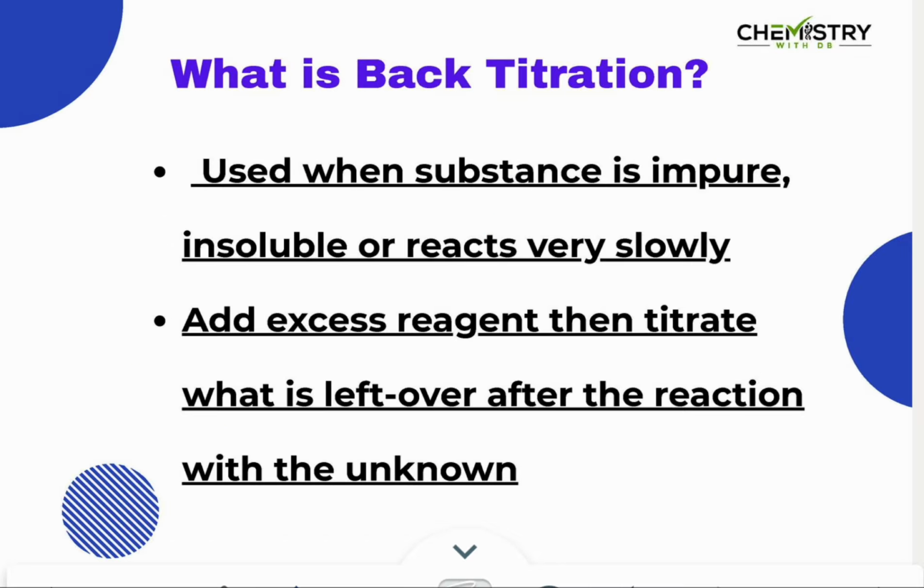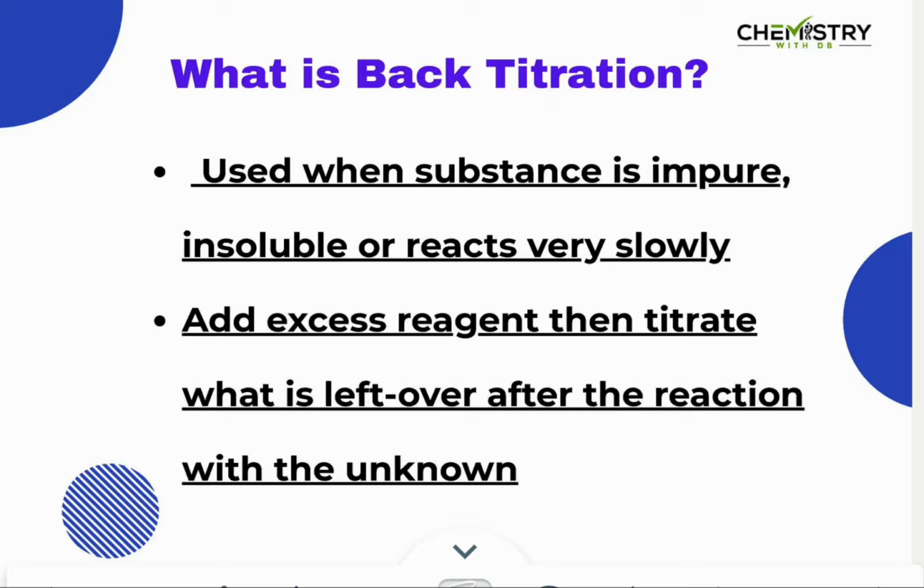Now, the concept of back titration is used when a substance is impure, insoluble, or reacts very slowly. For example, you want to find out the amount of calcium carbonate in a sample of limestone, or the amount of iron in an iron tablet, something like that.